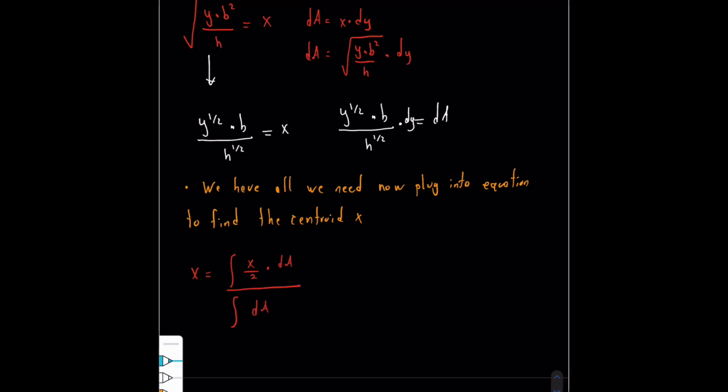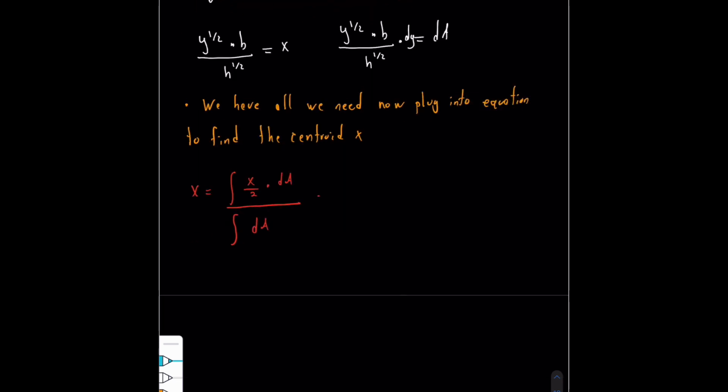And dA. Okay, now this is going to be equal to y over 1/2, y 1/2 times b divided by h 1/2, multiplied by y 1/2 times b times h 1/2 right here. And that's going to be divided by the area.